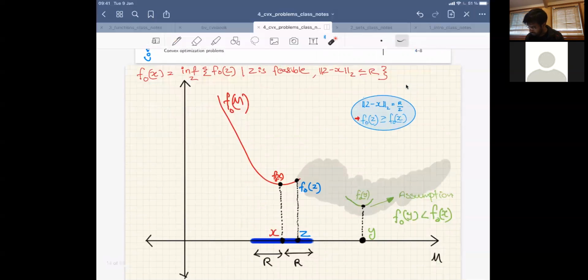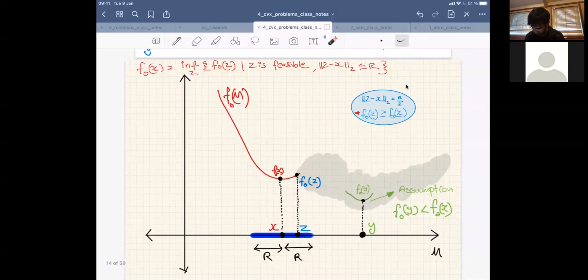I just draw something for you to visualize. In the proof we use two properties. One is convexity of the objective function, and the other is convexity of the constraint set. These two things are part of the proof. That's the property of a convex problem, right? Both have to be convex. So we will use both these ideas.